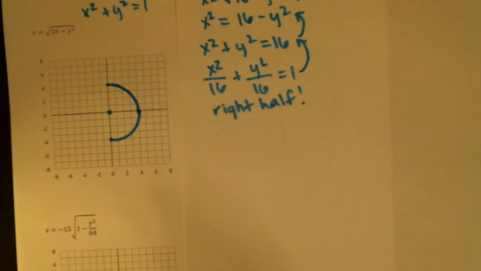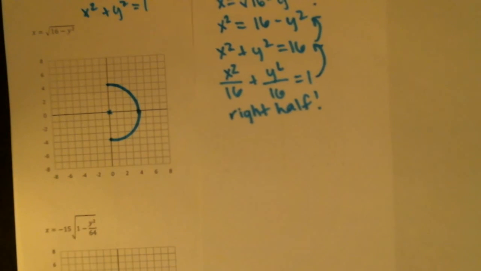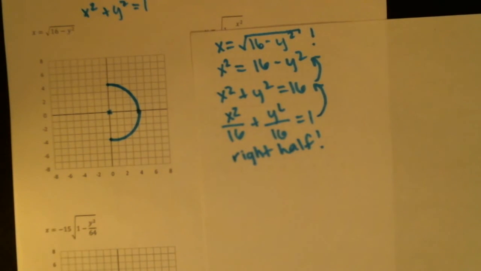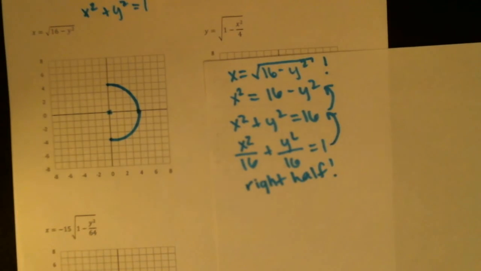So it's good to recognize what this is, and this also should really reinforce why plus and minus is so important when you take the square root. It makes a huge difference. We're only getting half of our graph because of that.